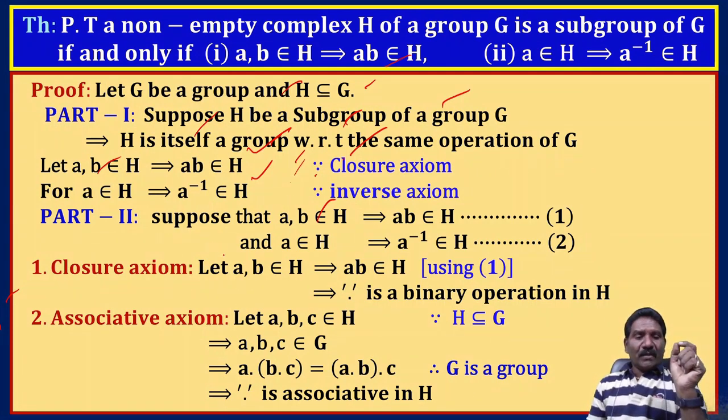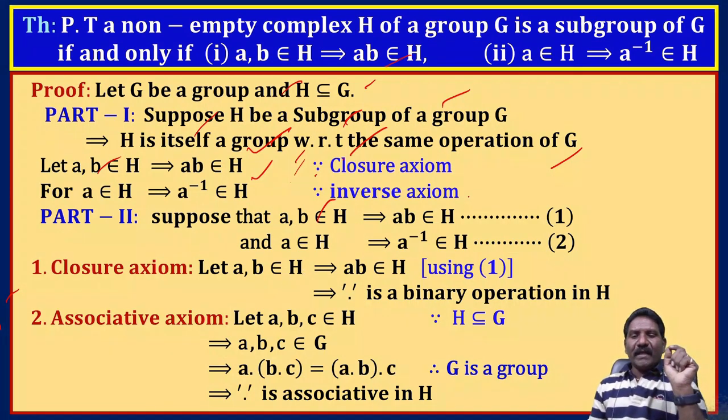Part 2. Suppose that A, B belongs to H gives AB belongs to H, and A belongs to H gives A inverse belongs to H. This is the sufficient condition. Now we prove that H is a subgroup of G. For H to be a subgroup, it is enough to prove that H is a group with respect to multiplication. That means H satisfies four conditions: closure, associative, identity, and inverse. The first one is closure.